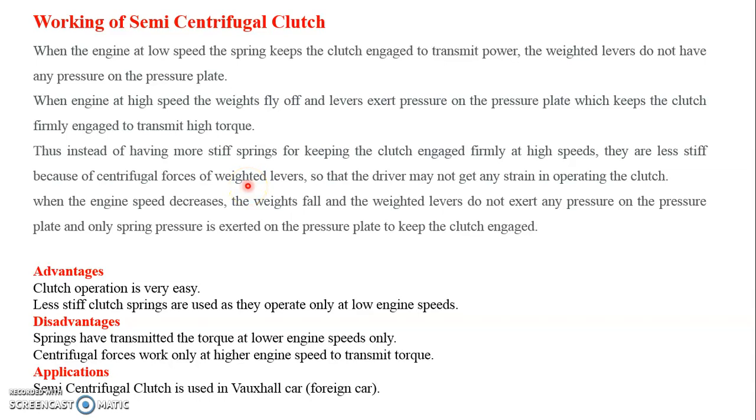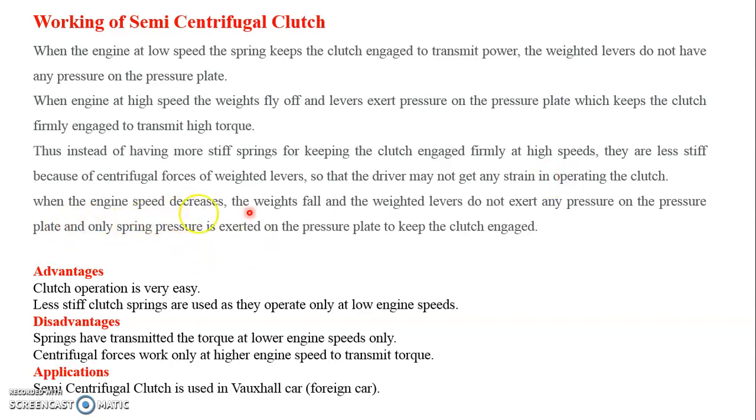As there are only 3 springs and the weighted levers are 3, the weighted levers replace the springs, and thereby it avoids the stiffer springs. It avoids the stiffer spring, thereby it avoids the hectic of the driver. It reduces the efforts of the driver during the disengagement of the clutch.